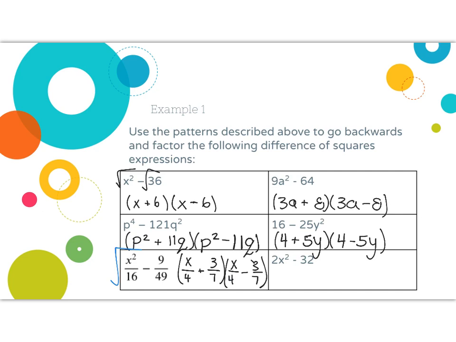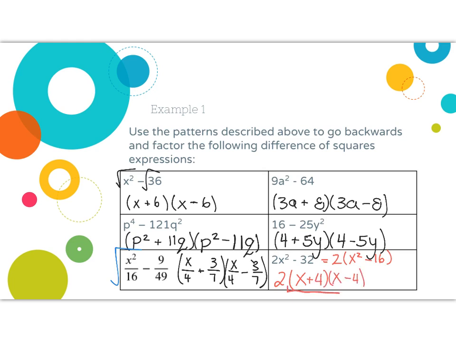The last one looks tricky here. 2 and 32 are not perfect squares, but they have a greatest common factor of 2. So I'm going to factor out a 2 first and see if that helps. I'm going to be left with x squared minus 16. Now, what's in the brackets here is a difference of squares. So I'm going to get 2, and then I'm going to multiply by x plus 4, x minus 4.